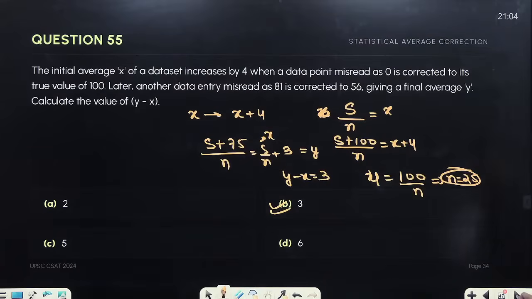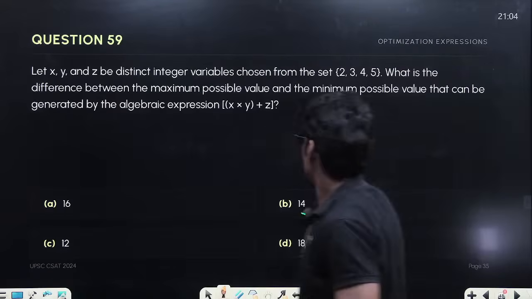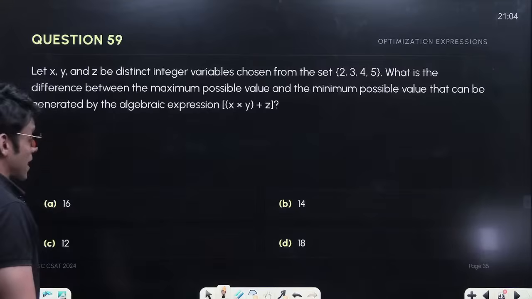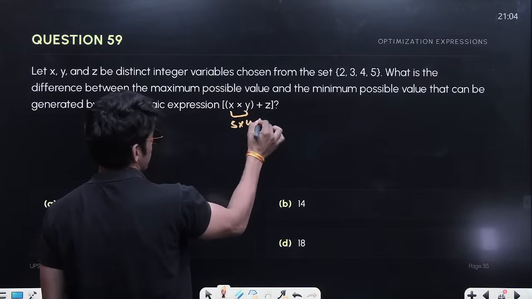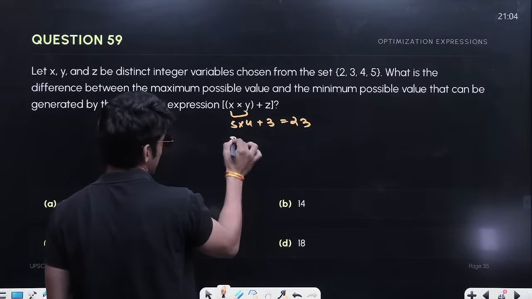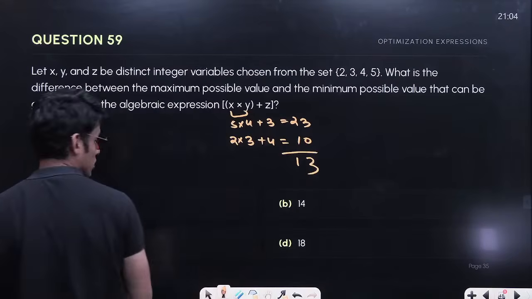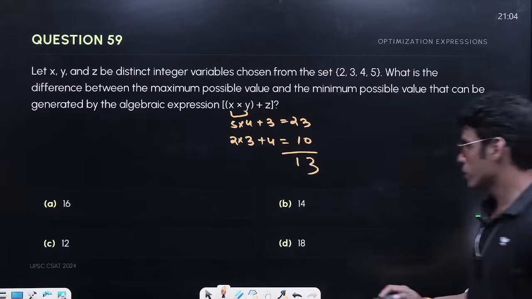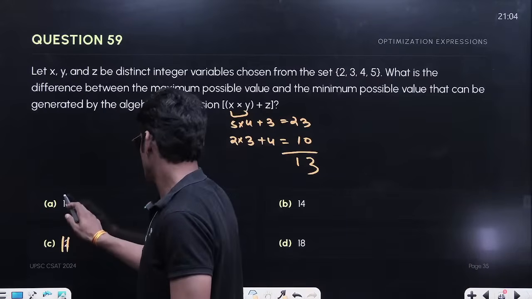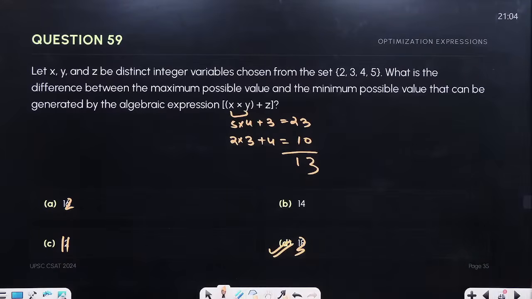Okay. Now let's move on to the next problem. Let x, y, z be the distinct integers chosen from this. What is the difference between the maximum and minimum possible? To maximize it, take 5 into 4 plus 3. This is 23. To minimize, take it as 2 into 3 plus 4. 10. Difference is 13. Oh, 13 is not mentioned here in the options. Let me see the correct options. The options were 11, 12, 13, 14. And 13 is the correct answer.